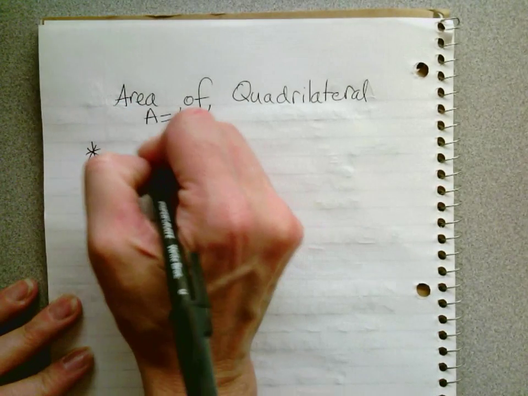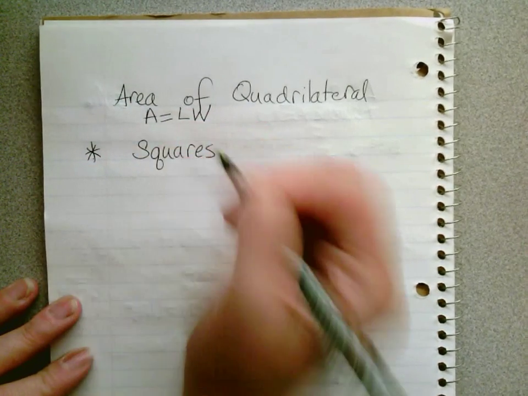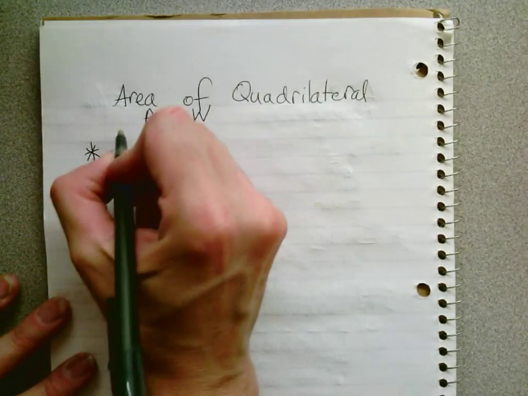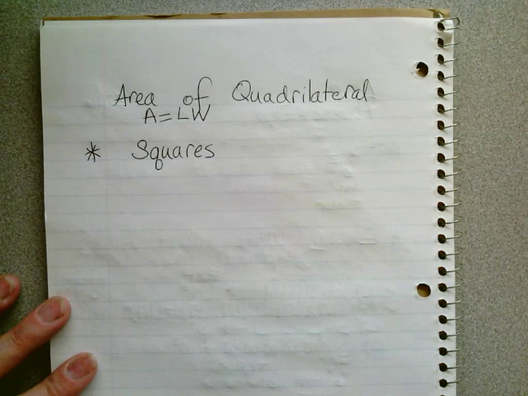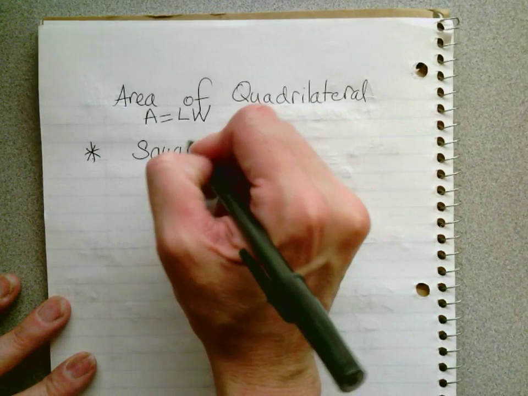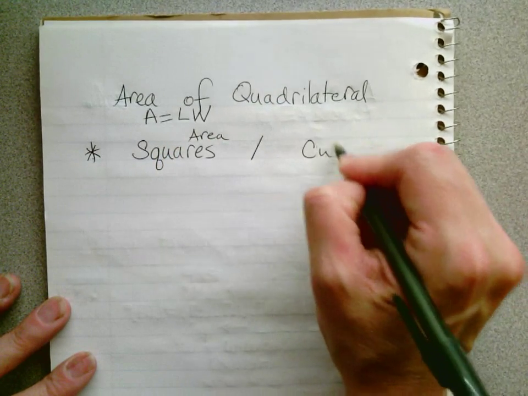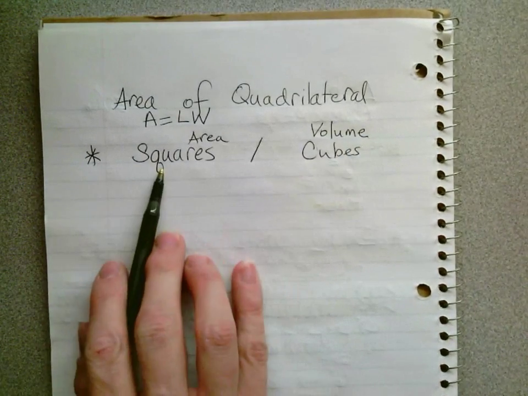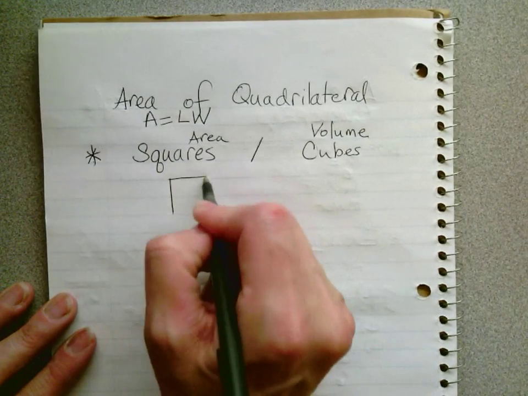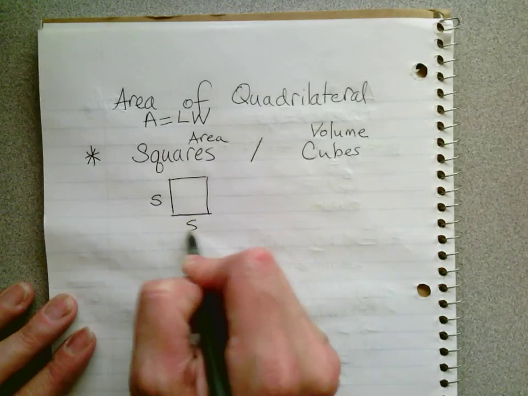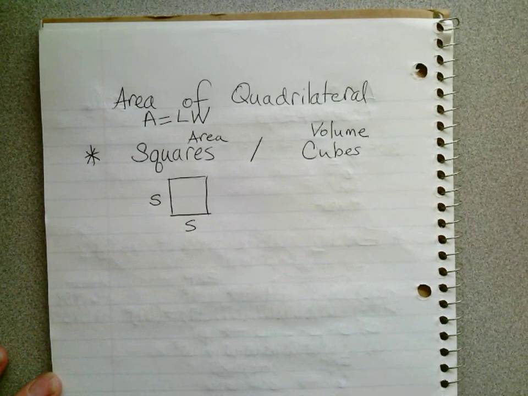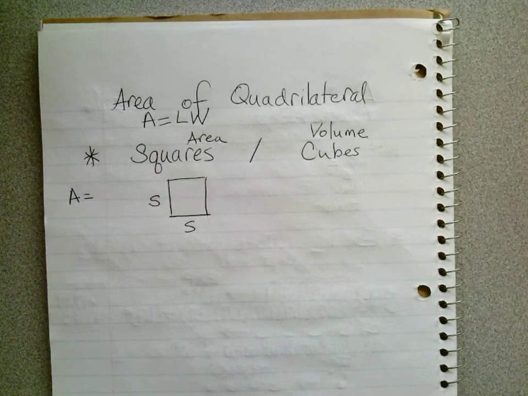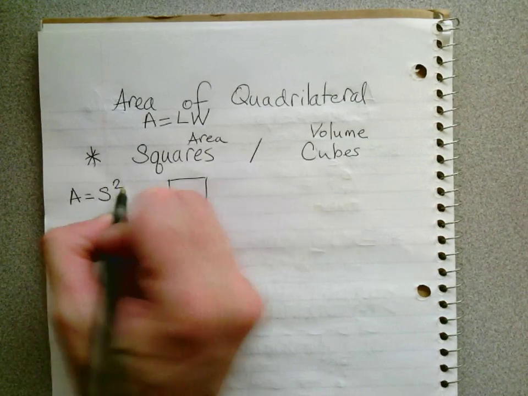But what if we specified squares? Oh, by the way, you also learned that the volume of a quadrilateral is length times width times height. What about squares or cubes? Rather than doing length times width for a square, remember a square is the same, so whatever side you measure is going to equal the other side. So using exponents here, area is equal to side squared.